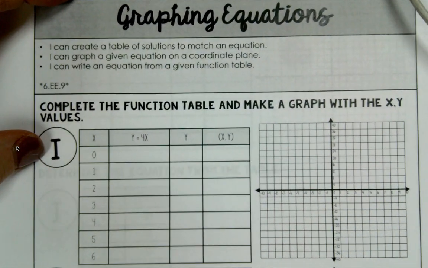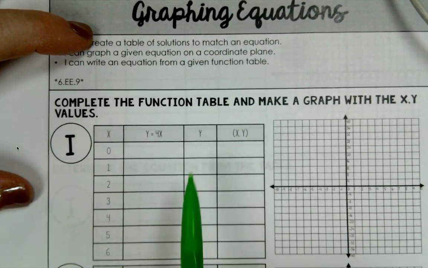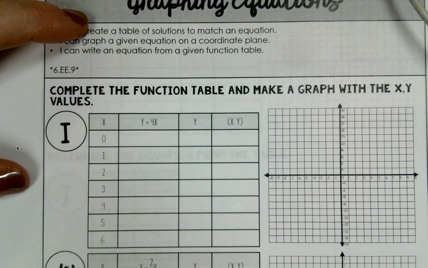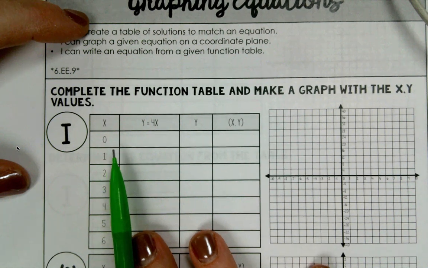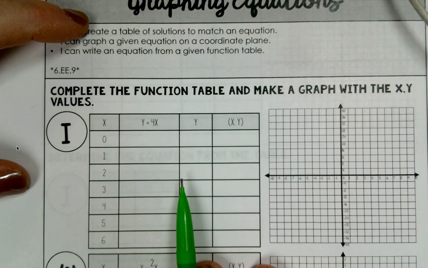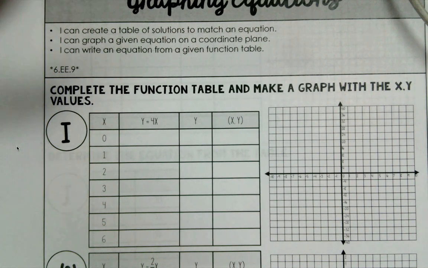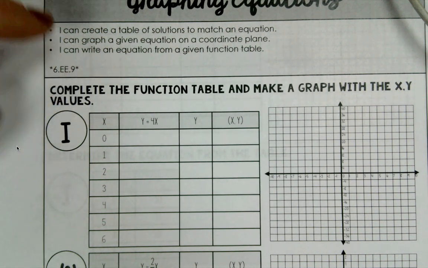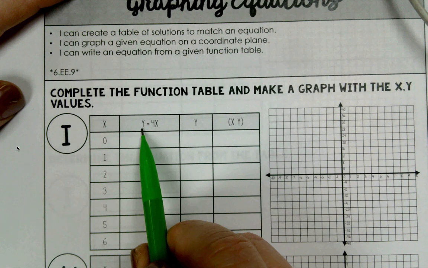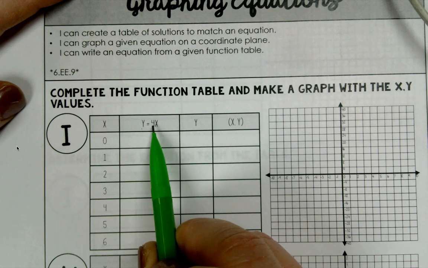So this is my I do. I have a function table, and this is extending from the function tables that we have already done. We're going to complete our function table, and then we're going to be graphing our ordered pairs. We've already graphed ordered pairs, so we kind of have an idea. My equation is y equals 4x.